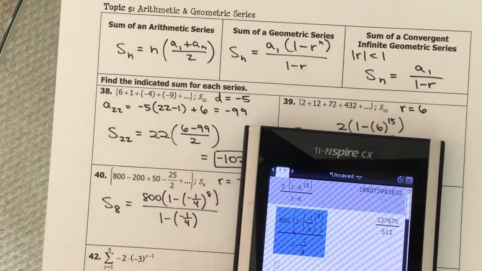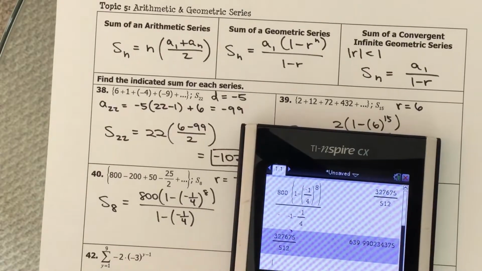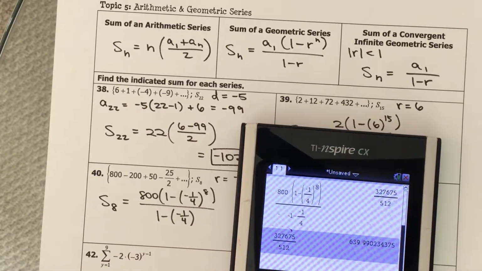Okay, so we get this lovely value, or if we wanted it in decimal form, we get about this, 639.99.